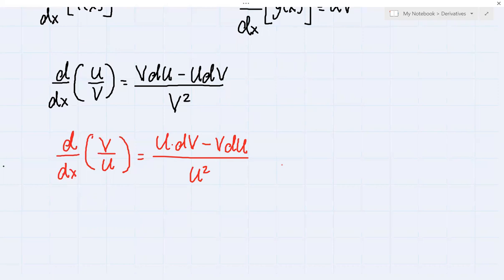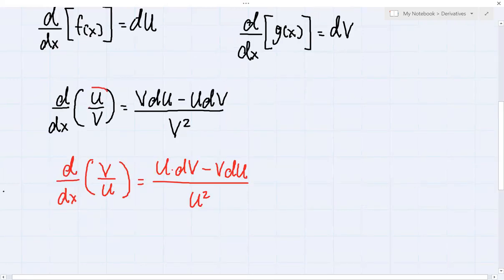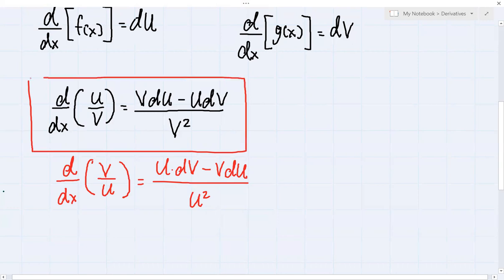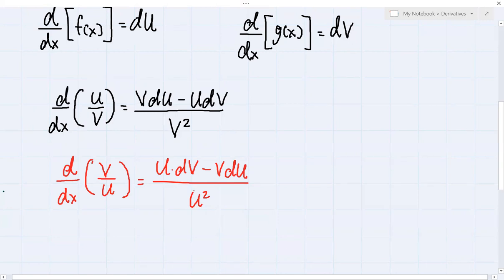So of course, I picked two letters, letter U and letter V. Letter U is the one in the numerator, and V is in the denominator. If your U is the numerator and your V is the denominator, then you are going to use this formula. However, if otherwise, V is in the numerator and U is in the denominator, then this will be the formula.